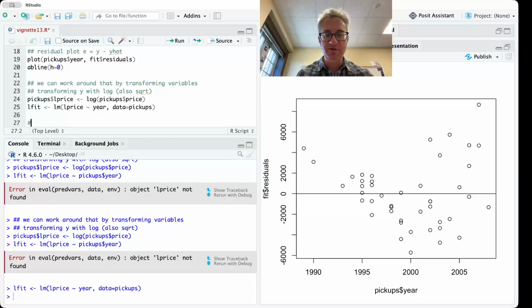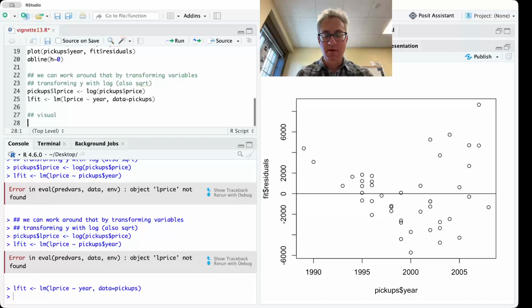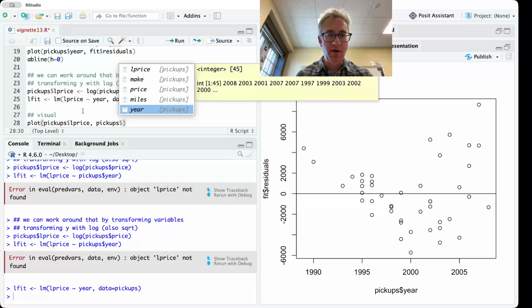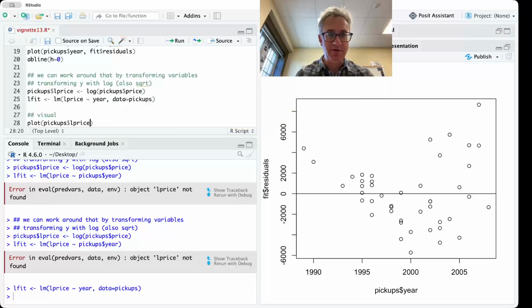So let's look at the visual of that. Plot L price as the Y, and year is the X.